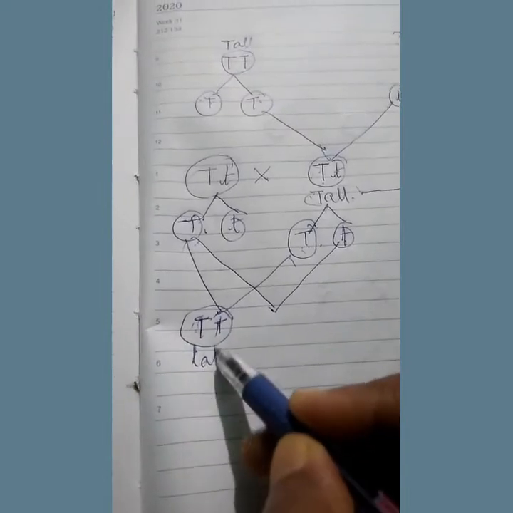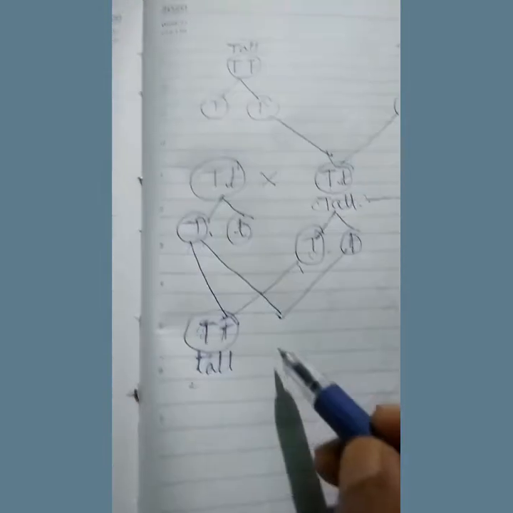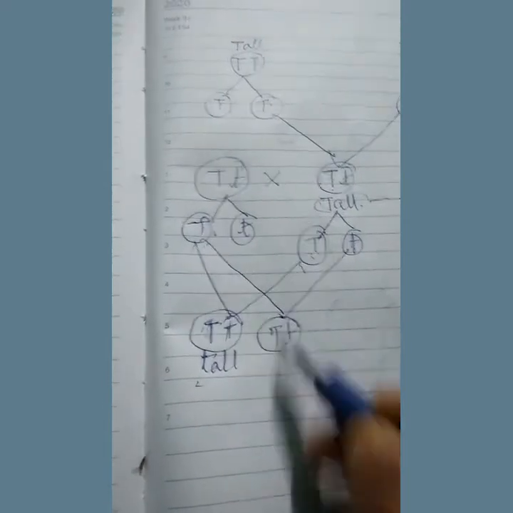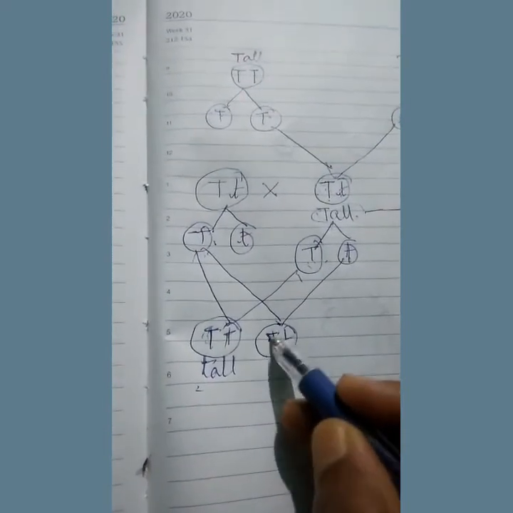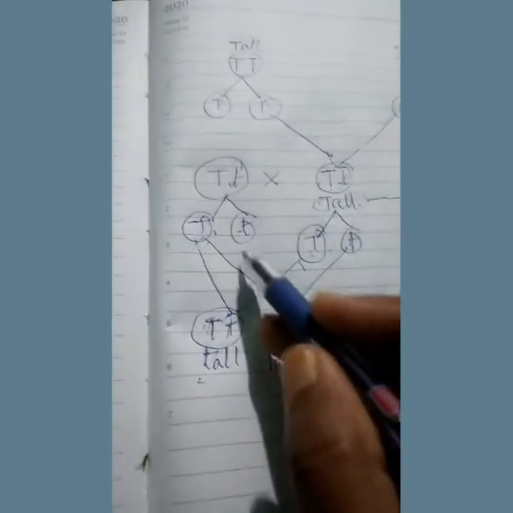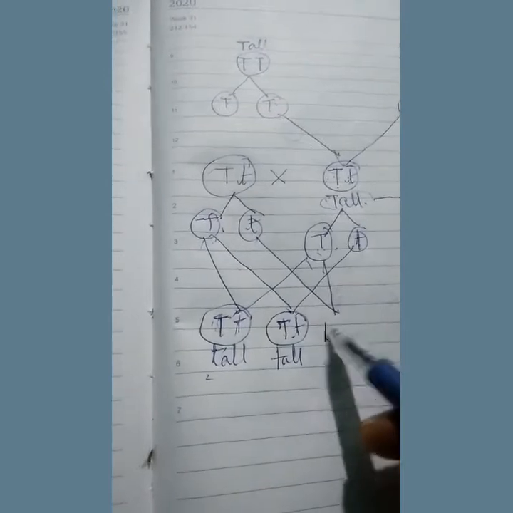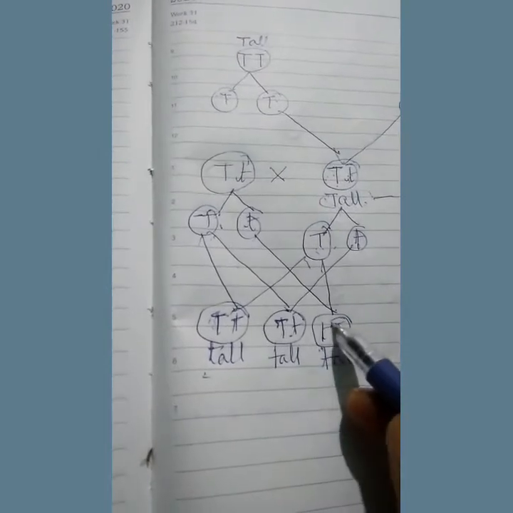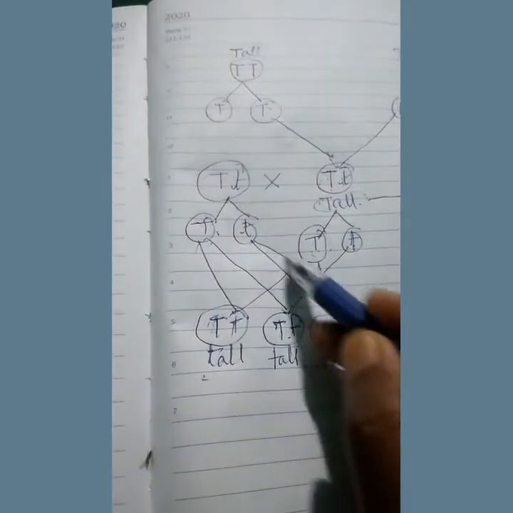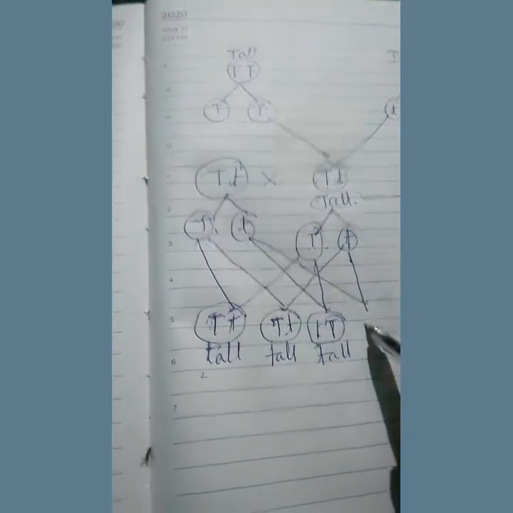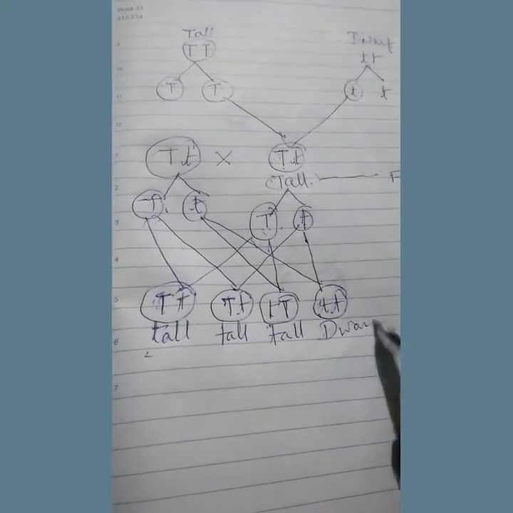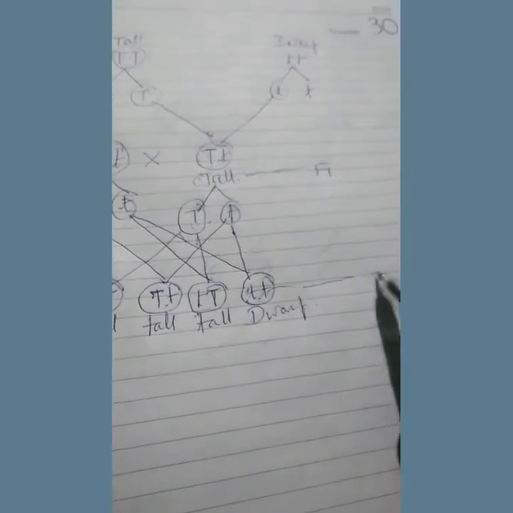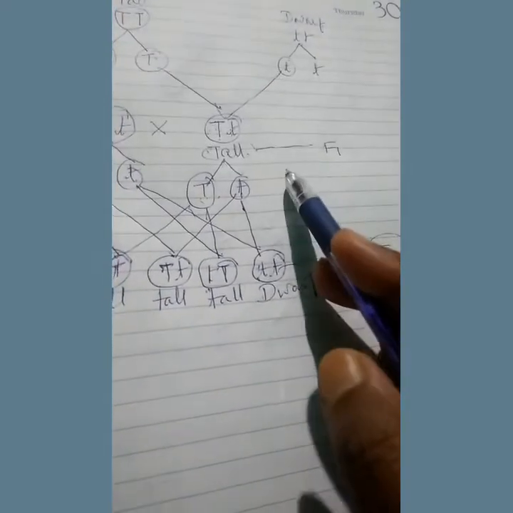Why? Because tallness is the dominant character. Again this T and this T, it is a hybrid. So capital T is present, then it is also a tall plant. Here small t and capital T, so it is also a tall plant because capital T is present here. And finally small t and small t, these two make a dwarf. So you can see here, this is the F2 generation. That means this is the first filial generation and this is the second filial generation.